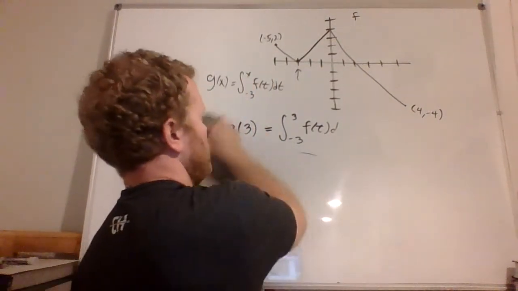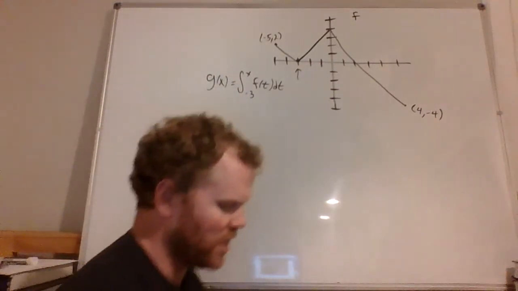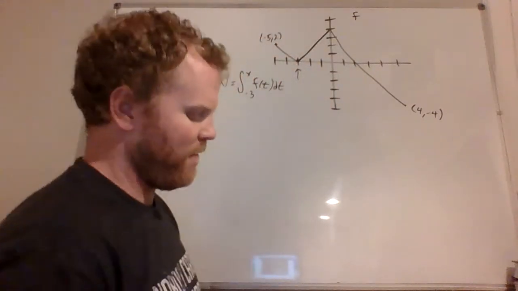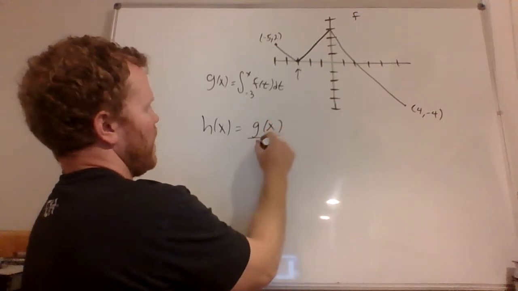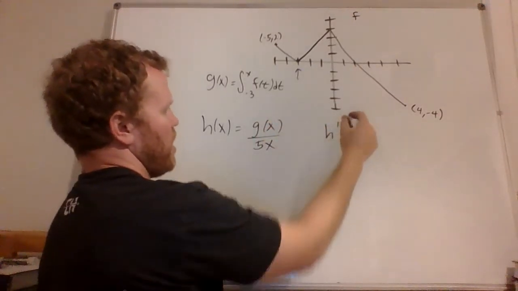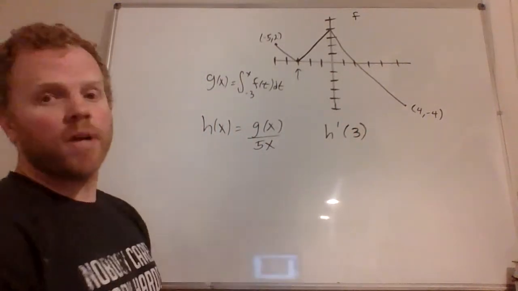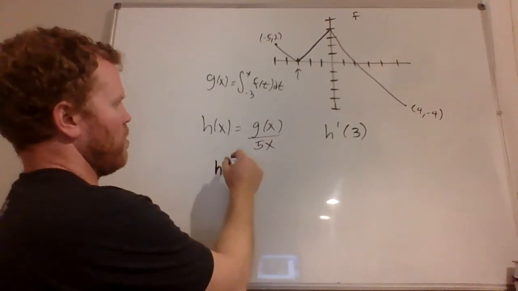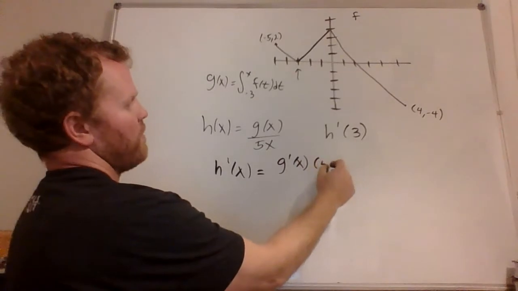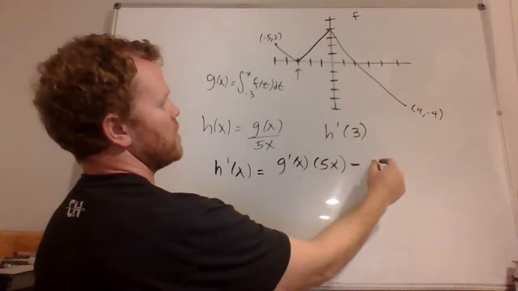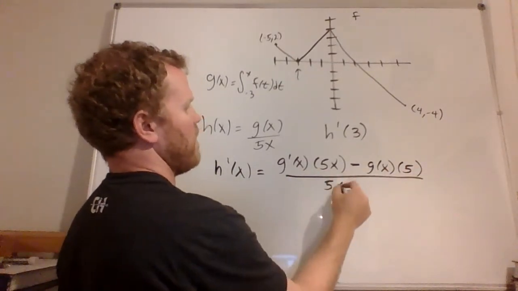So part C asks you if h of x, they bring in some other function, is g of x divided by 5x. H of x is g of x over 5x. They want to know h prime of 3. So we got to take the derivative of h, and that's going to mean we do the quotient rule. So h prime of x should be g prime of x times 5x minus g of x times 5, all divided by 5x whole thing squared.